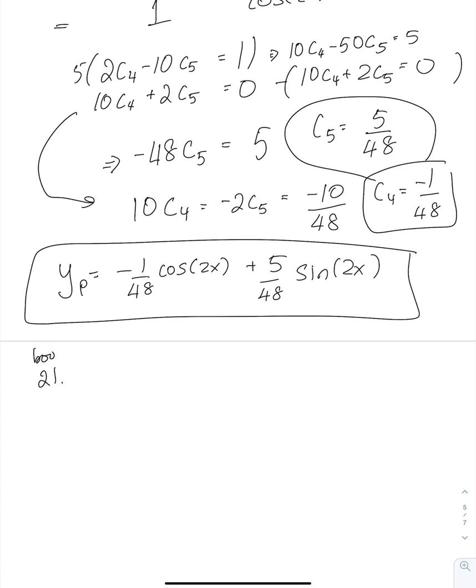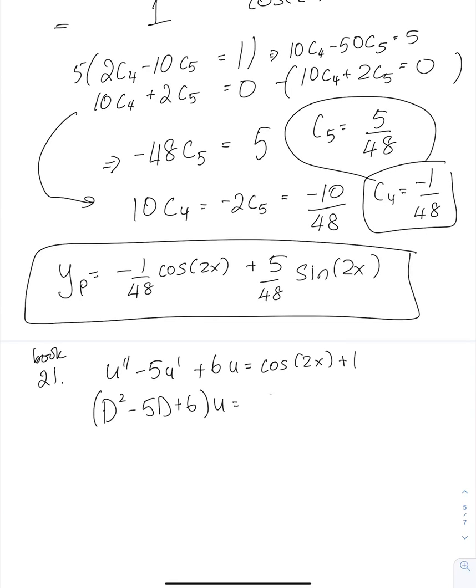21 from the book. Okay, we have u double prime minus 5u prime plus 6u is cosine 2x plus 1. Okay, so this is very similar. Over there you had y's instead of u's. That's okay. And over here you have cosine 2x, but you also have a plus 1. So, okay, write this down in operator form. D squared minus 5D plus 6 of u equals cosine 2x plus 1.